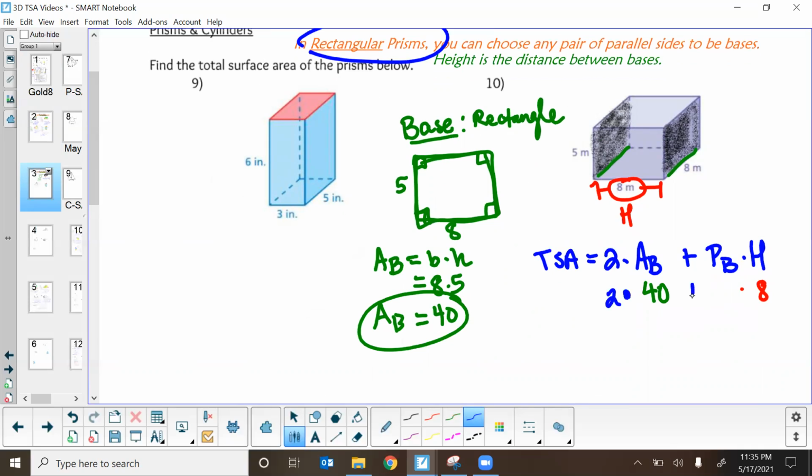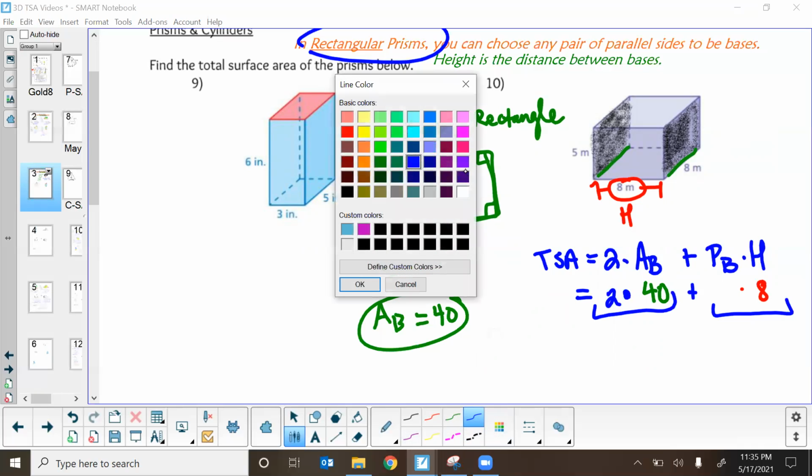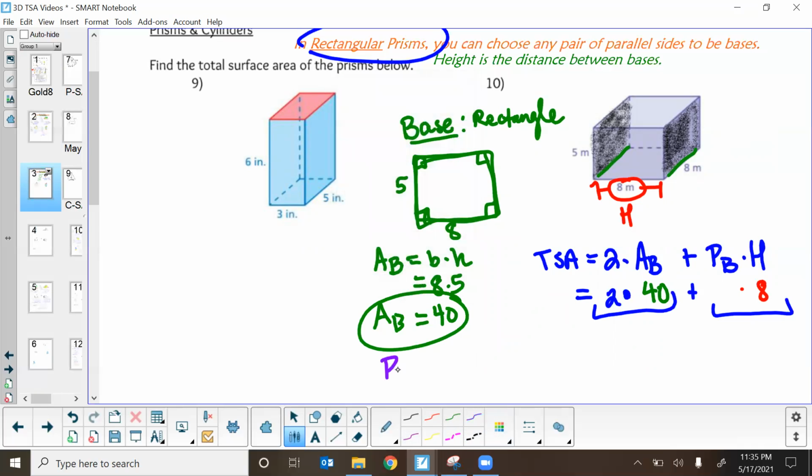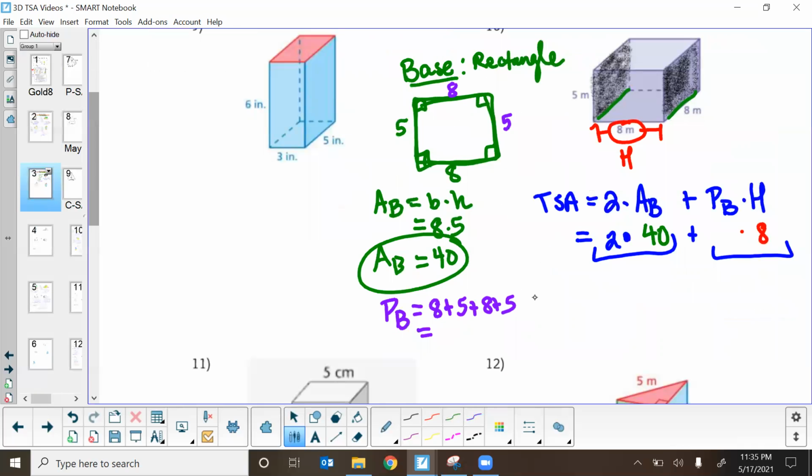Then I just need one more piece, and then I'll be ready to put together my formula. The last thing I need is the perimeter of the base. Remember, that's when I add up all the sides. I know that in a rectangle, the opposite sides are congruent. So 8 plus 5 plus 8 plus 5 is 26. So that's going to go right there.